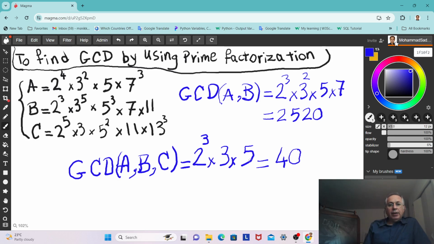One more time, I'm reminding you about the 4 steps. First step, decomposing each number to its prime factors. Second step, recognizing the common prime factors between those numbers that we are going to calculate the GCD for. Third step, recognizing the least exponent. And the last or fourth step is multiplying these all together.